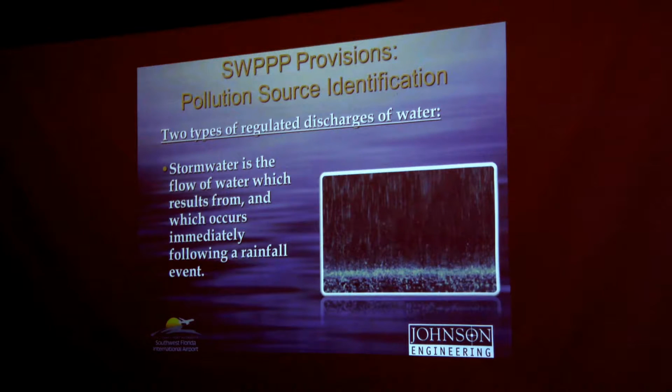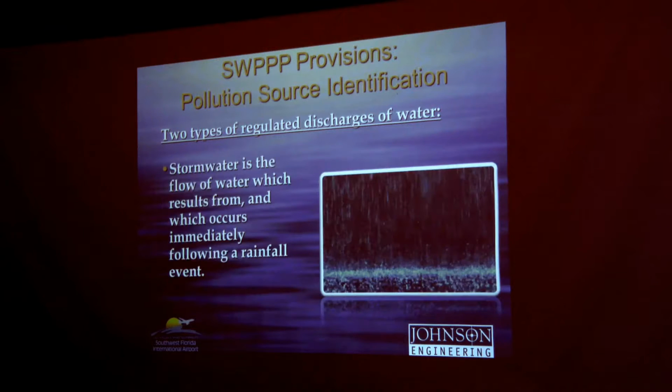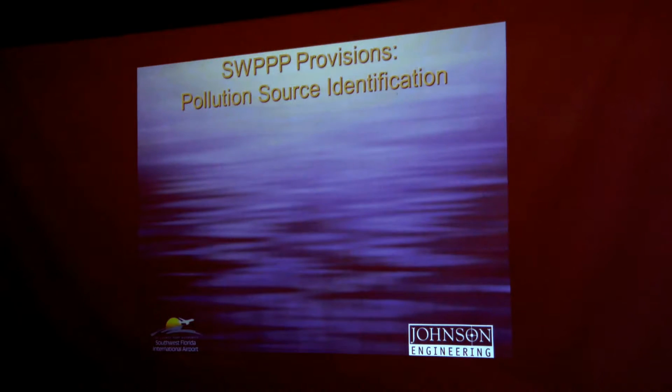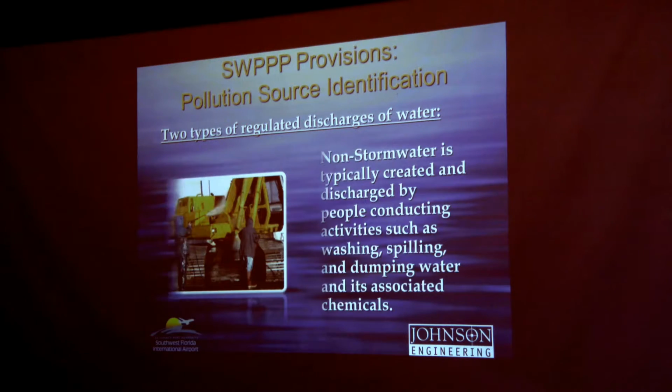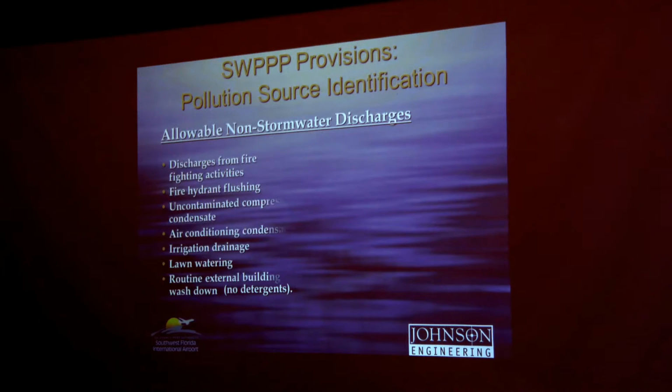Digging into the details of the SWIP, you'll find that there are 2 types of regulated discharges of water. Stormwater is the flow of water which results from and which occurs immediately following a rainfall event. And non-stormwater is typically created and discharged by people conducting activities such as washing, spilling, or dumping water and its associated chemicals.